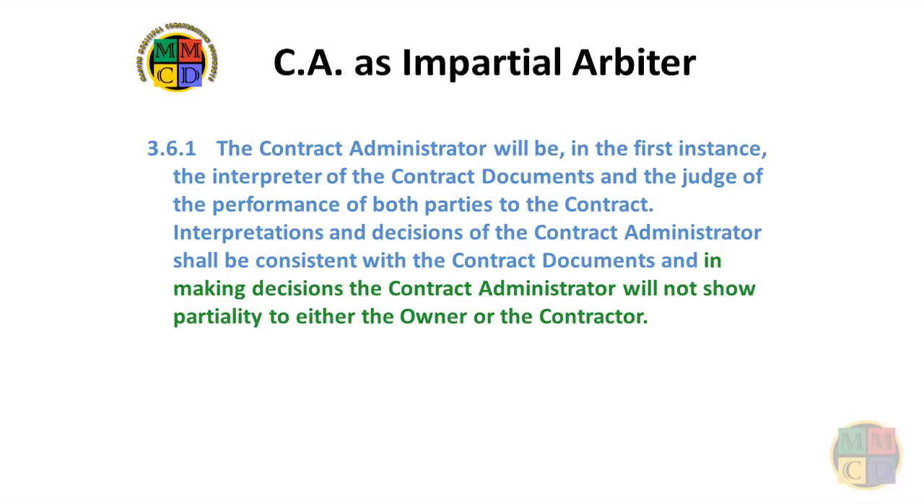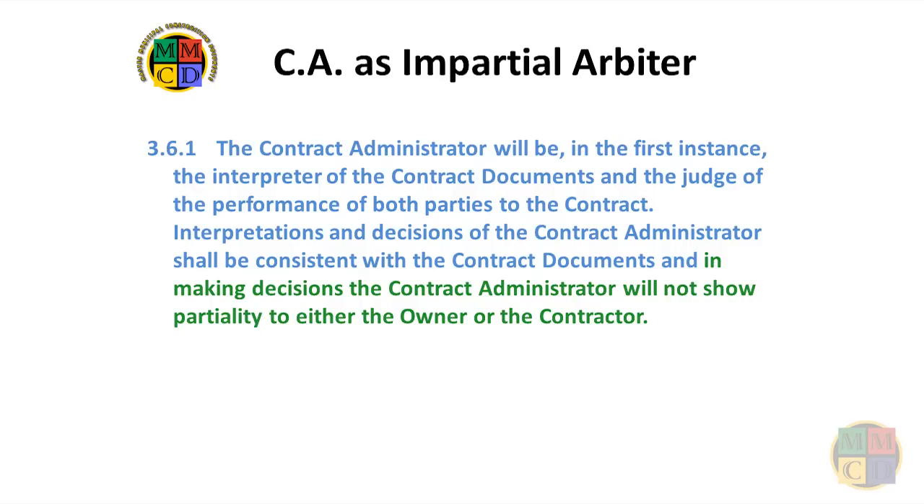Number two, the CA must make an evaluation of the performance of both parties to the contract, not just how the contractor performs. And number three, the CA is explicitly told that in making that evaluation, he or she must be impartial. This is the protection I mentioned. By choosing to use the MMCD documents, the owner has agreed to this role and its requirement for impartiality.